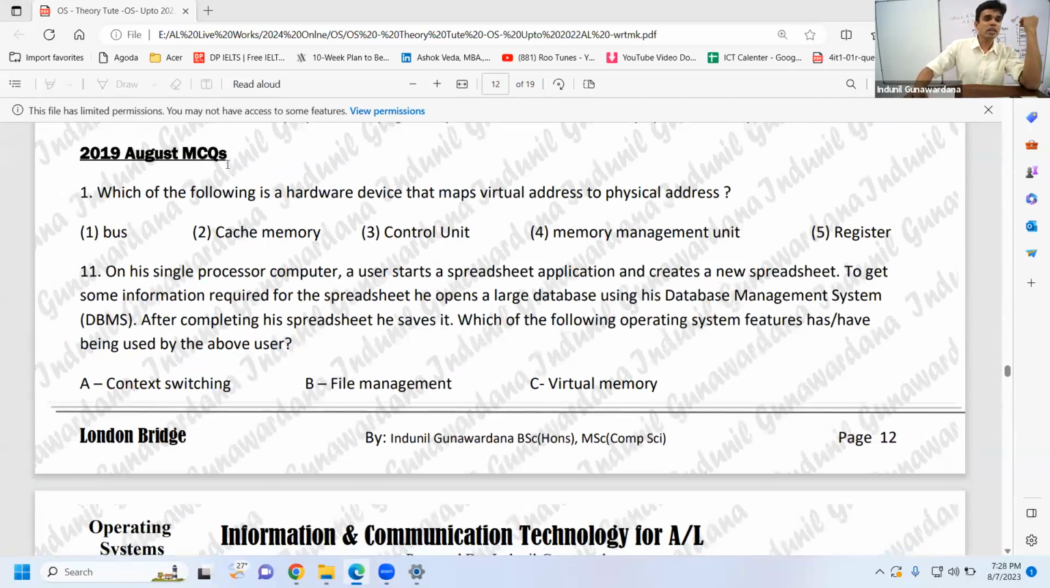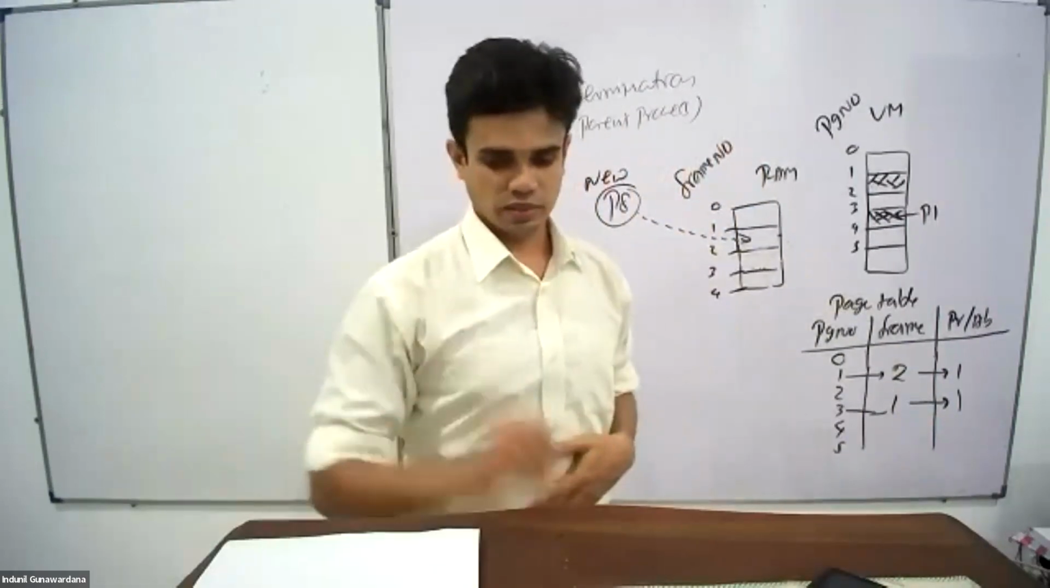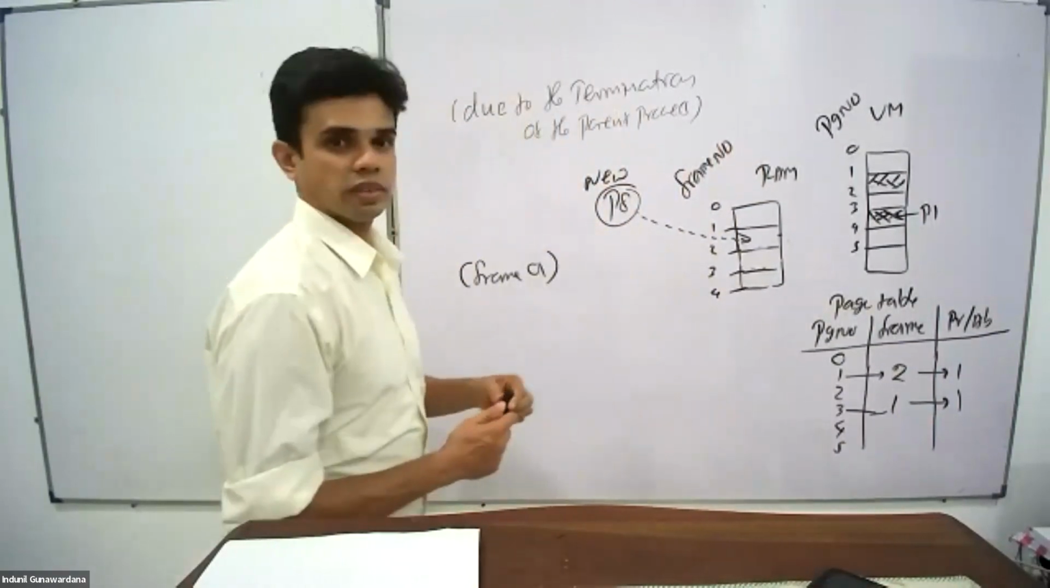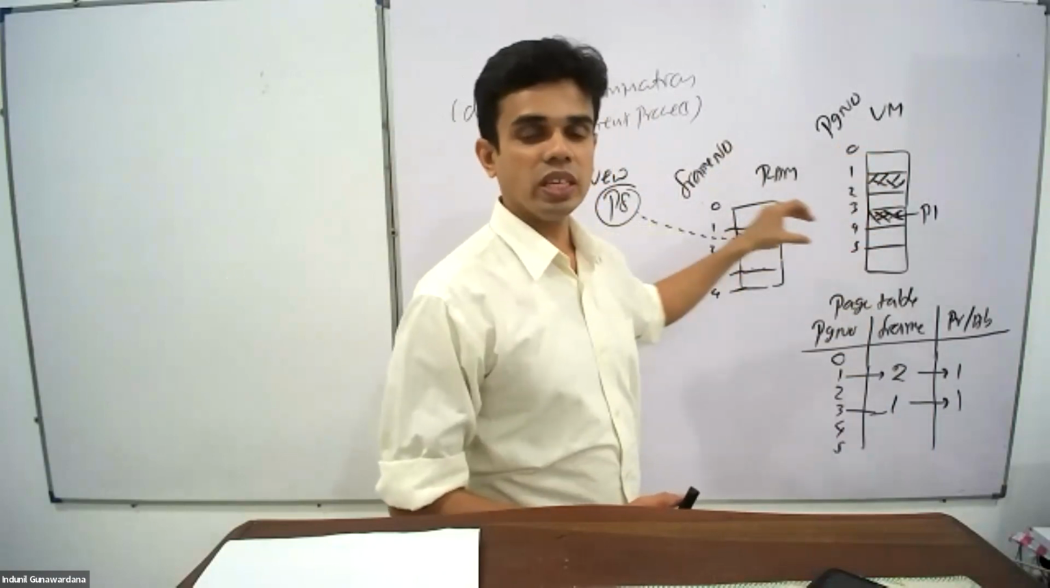Now, 2019 MCQs. Which of the following is a hardware device that maps virtual address to the physical address? Now, this is another tricky question. They ask which of the following is a hardware, physical device that maps virtual address to physical address. Isn't that the page table? What is the page table doing? Mapping the page number with the frame number, right?